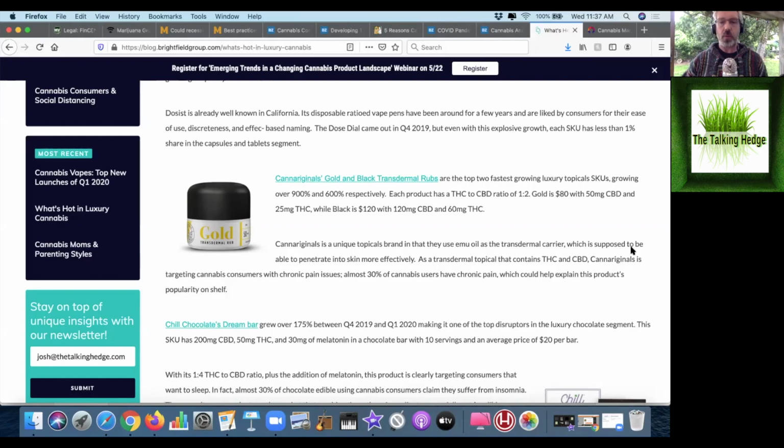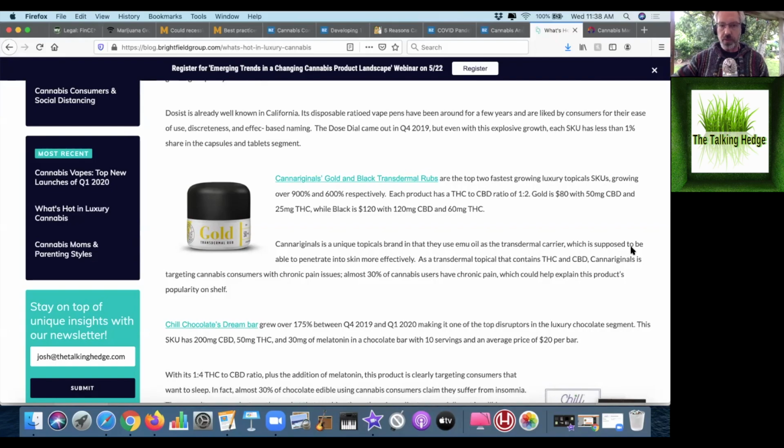As a transdermal topical that contains THC and CBD, Canna Originals is targeting the cannabis consumer with chronic pain issues. Almost 30% of cannabis users have chronic pain, so that could explain this product's popularity. Unless they have a trademark on that, I know of people in Oregon who use emu oil. Kush Creams, for example, is one of them. And I would not pay $120. I mean, maybe one person might do it once, but they're not going to keep coming back.